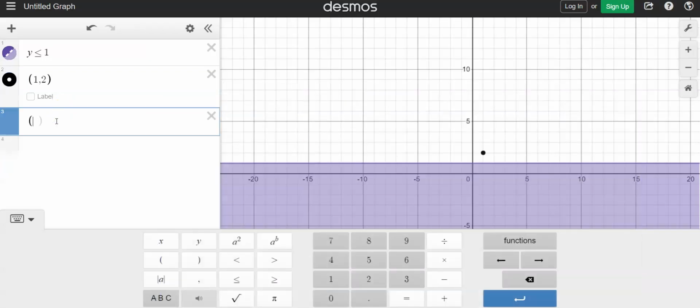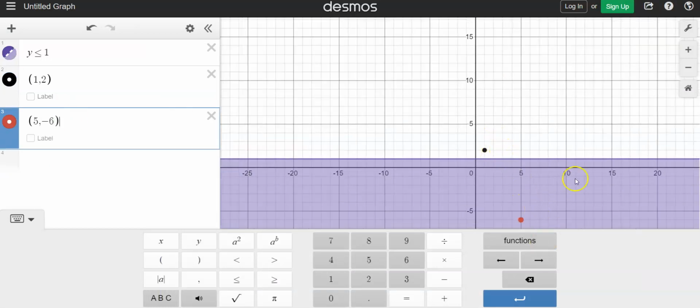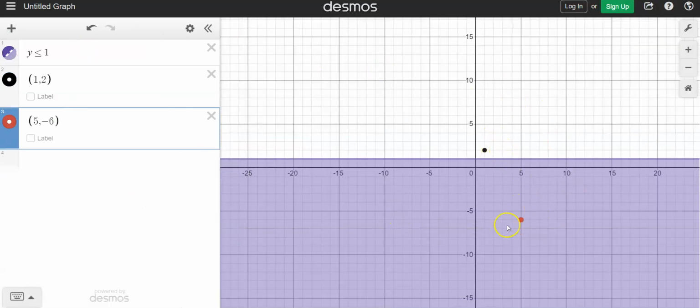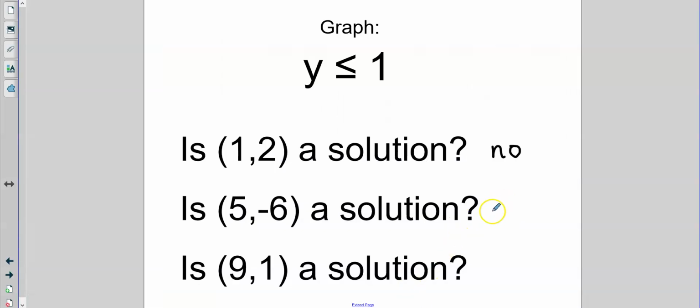5, negative 6. 5, negative 6. And we may have to zoom out a little bit to see it. Yep, there it is. It is a solution way down here in the shaded area. So yes, that is a solution.